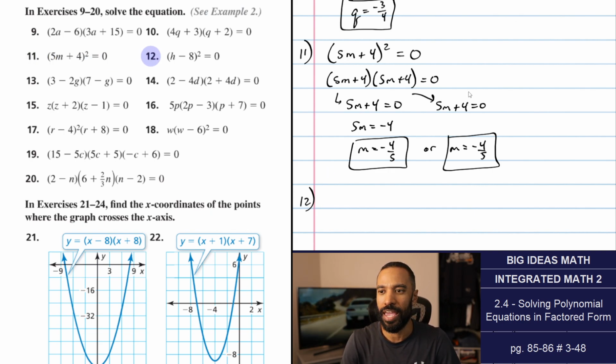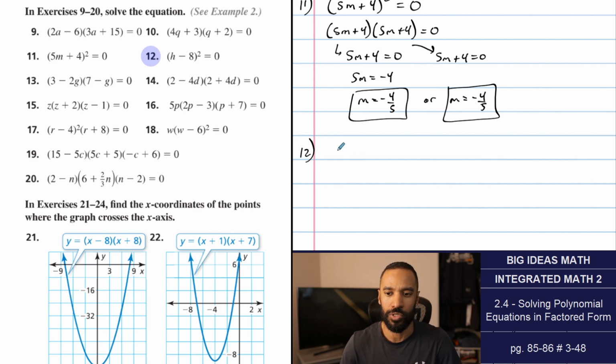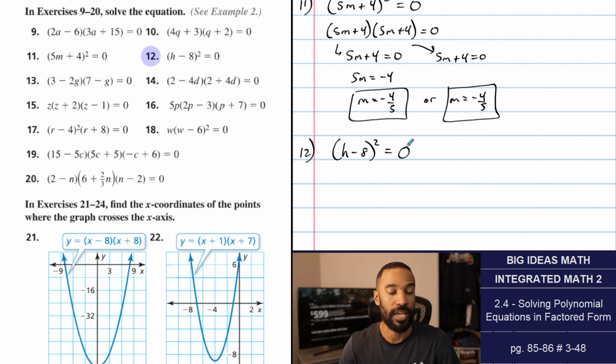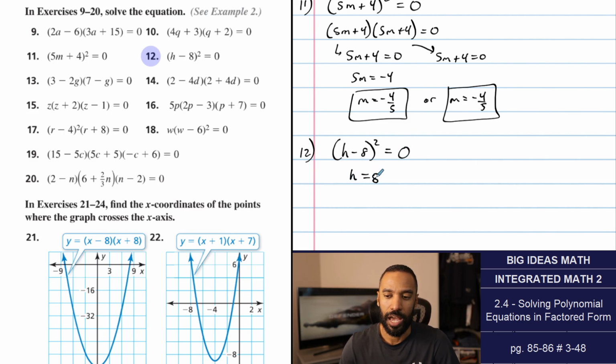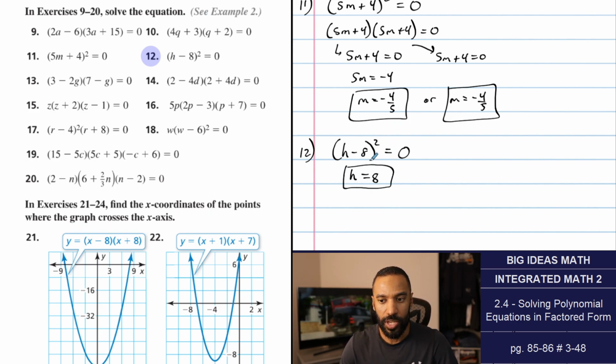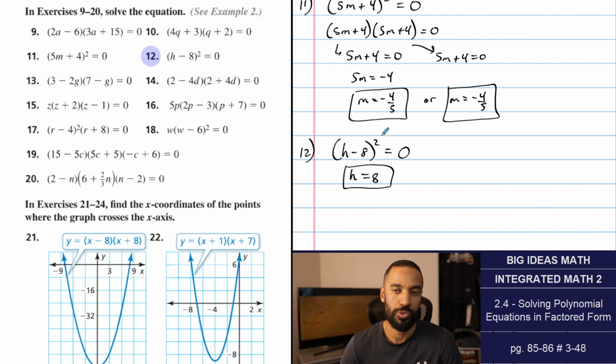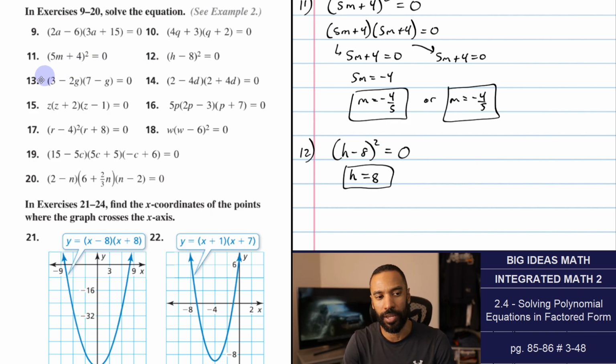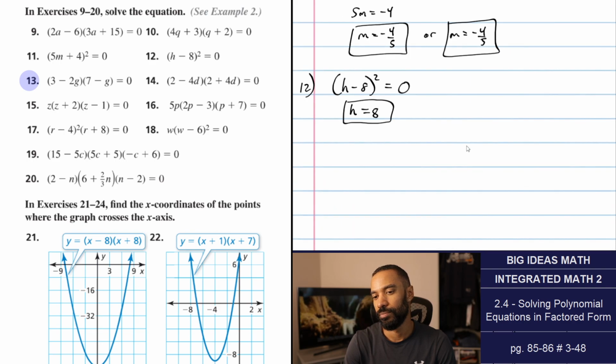Number 12, if h minus 8 quantity squared equals 0, then either h minus 8 equals 0 or h minus 8 equals 0, right? Therefore, straight up, h equals 8. First of all, it's the same thing twice. Second of all, it is one of those basic ones. I'm dividing both sides by 1 in the end. It's just the opposite. 8 minus 8 is what's going to give me 0. I think it makes sense to write that answer, especially after recognizing what we did before that.